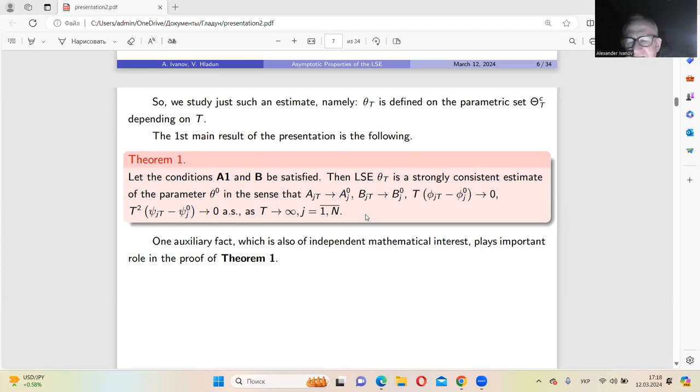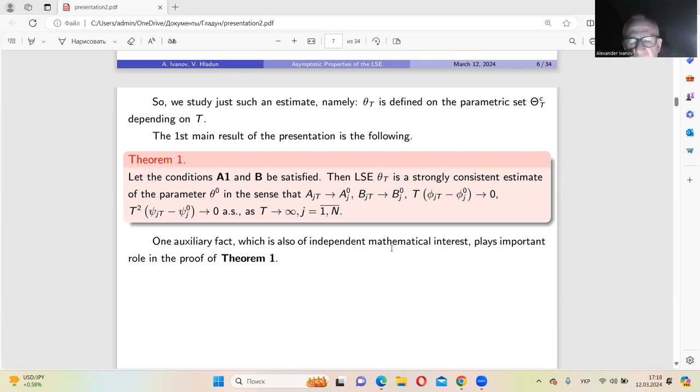Strong consistency is convergence almost surely. And here we have almost sure convergence of the difference between the estimate and the true values of the parameter, multiplied by a power of t, the length of the interval of observation.